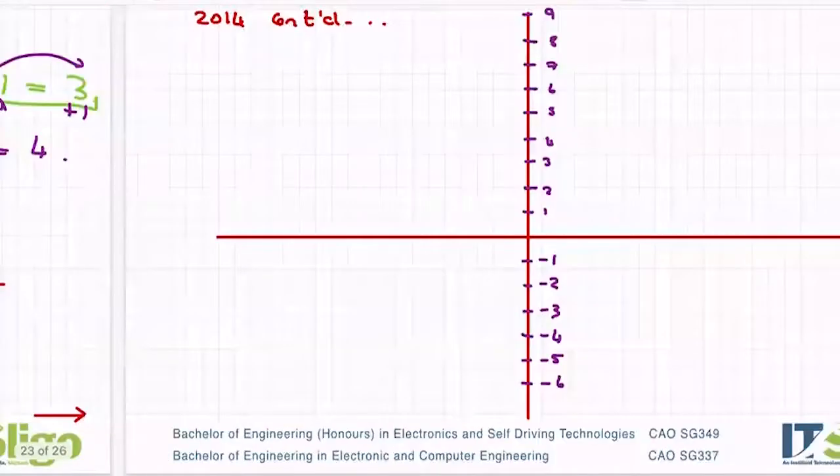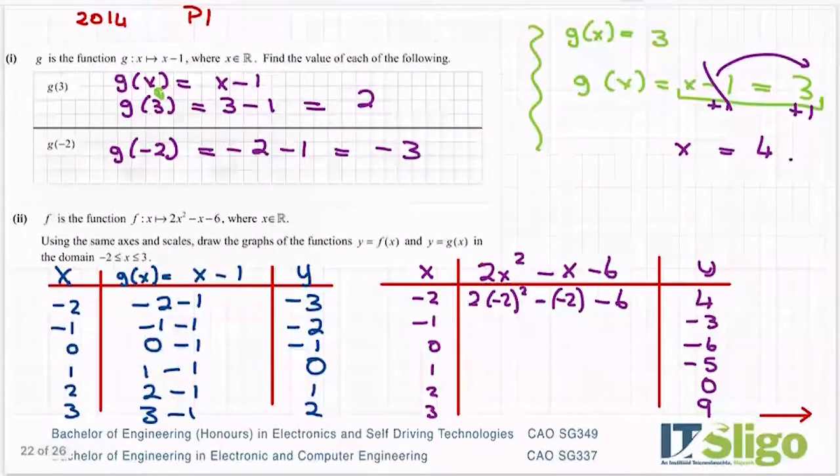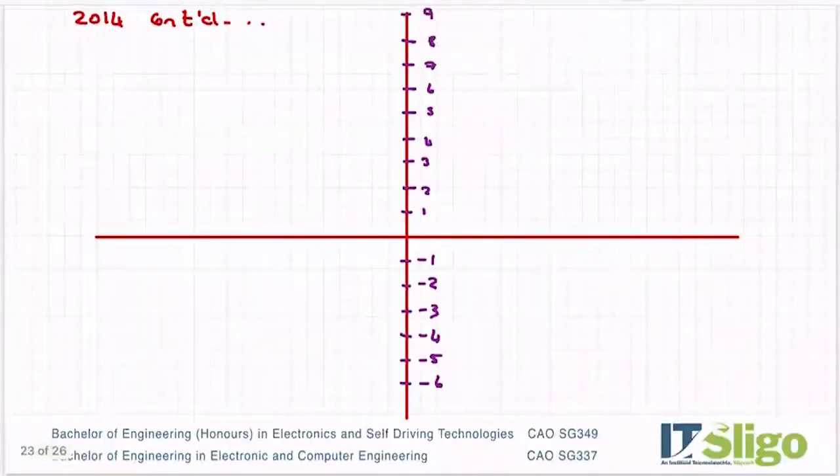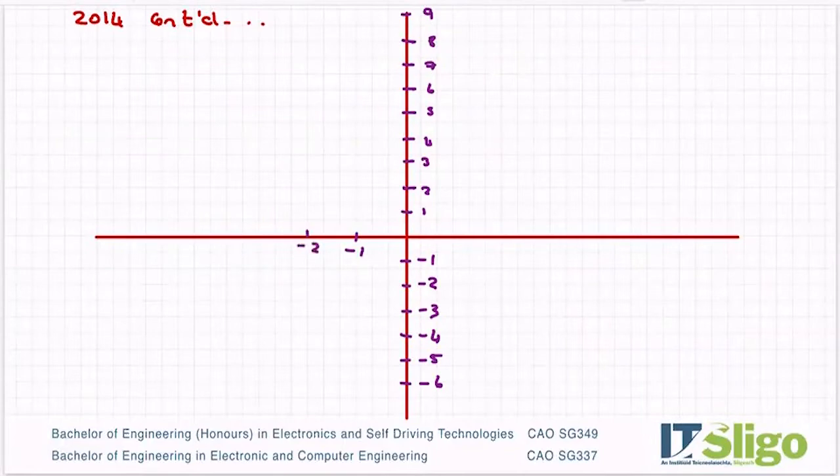Okay, and then on my x-axis, I'm going from -2 to 3. And the gap can be bigger on the x-axis. The x-axis and the y-axis can actually be different, as I'm showing you here. Okay, and then you plot your points.